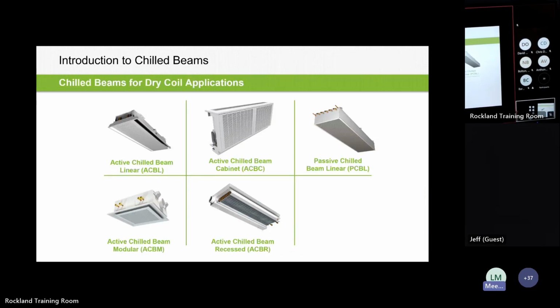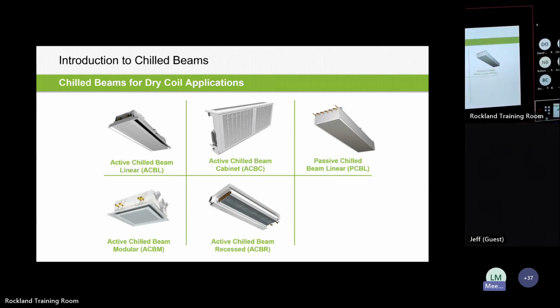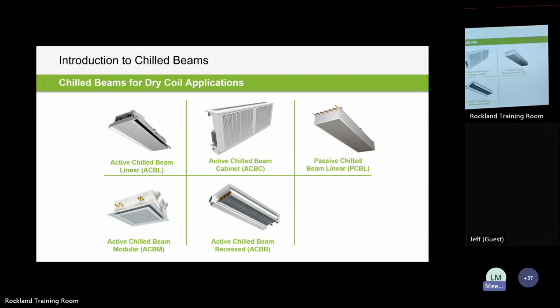So when we talk about, again, dry coil applications, there's different types of units across all different manufacturers. The active chilled beam linear, this is probably the most common. If you've dealt with chilled beams before, it's probably the one you've seen. That can come in a 1 foot wide unit or a 2 foot wide unit, and they basically run in 1 foot increment lengths from 2 feet up to 10 feet. And so you can run those continuously or have them discrete throughout the space.